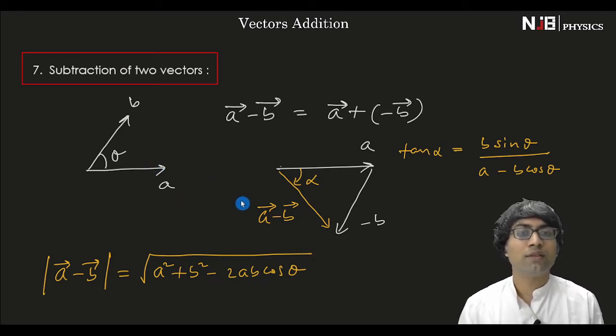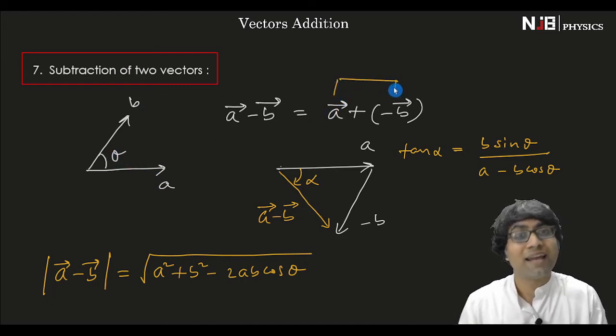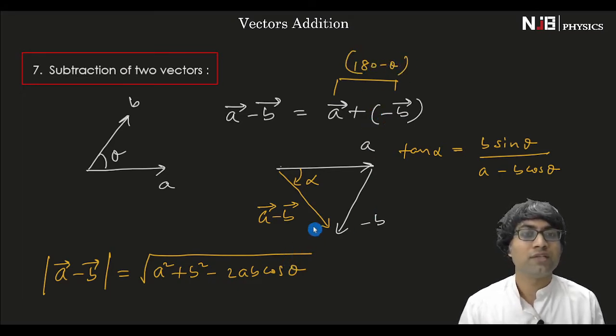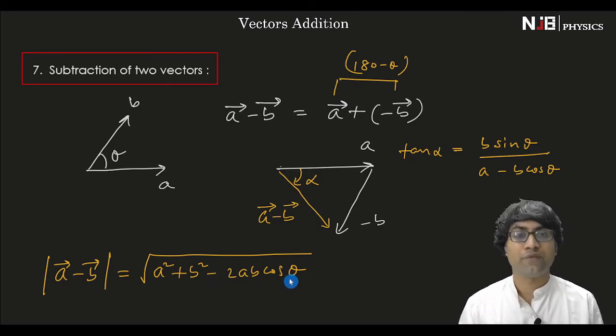And you must note one thing over here: the angle between a vector and b vector is theta. What is the angle between a vector and minus b vector? The angle between a vector and minus b vector is going to be equal to 180 minus theta. So how to derive this? Well, you just need to replace theta with 180 minus theta in the formula for addition of two vectors. So finally we will get a formula for the difference of the two vectors, and here we will get it as minus of 2ab cos theta. That is going to be the only difference.